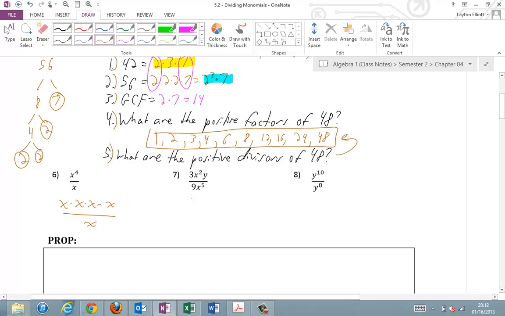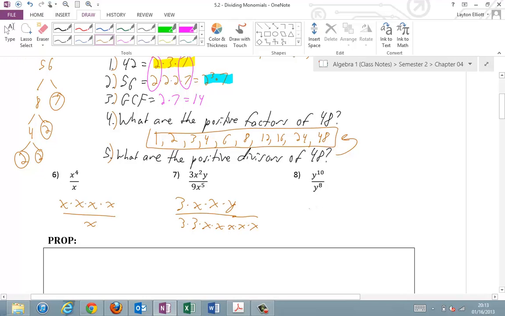Then with number 7, I'm just going to keep it here right now. No canceling yet. Number 7 is 3 times X times Y over 9, and we're going to factor 9 out into 3 times 3. I want to see on your notes that you have done this, because this is crucial in understanding where we're going to go.